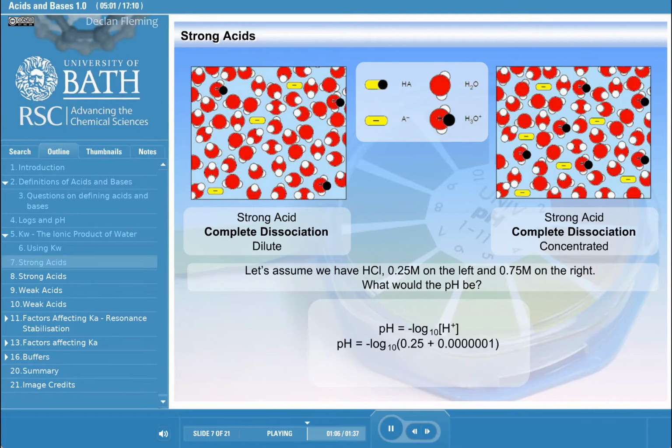pH is minus log to the base 10 of the hydrogen ion concentration. The concentration of H plus from the dissociation of water is tiny compared with that of the acid, so we ignore it. This gives us a pH of 0.6.